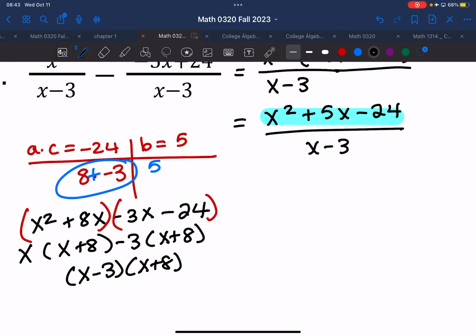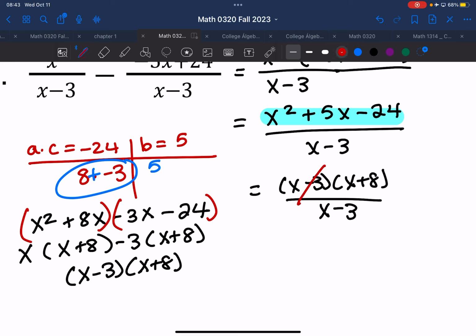Okay. So when I go to rewrite my trinomial, I'm going to write those factors instead. So I have x minus 3, x plus 8, all over x minus 3. Is this the answer, or can we simplify further? Simplify. Good, we can continue to simplify because what would cancel? X minus 3. So that means we're left with our answer of x plus 8.